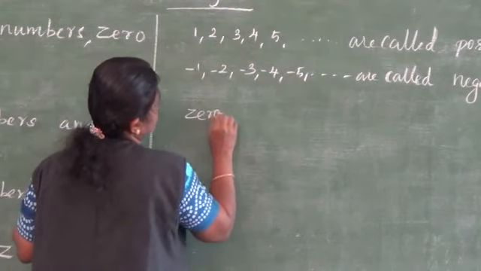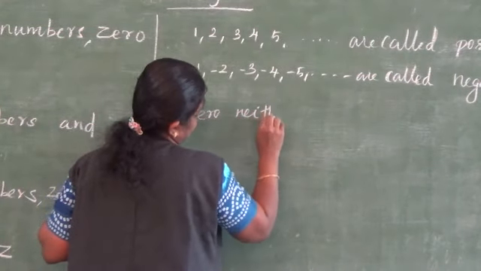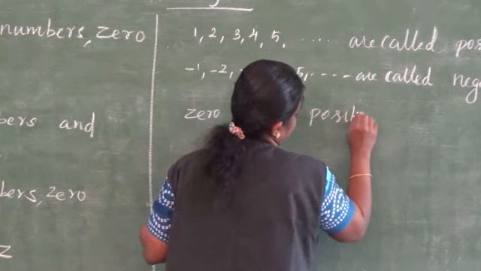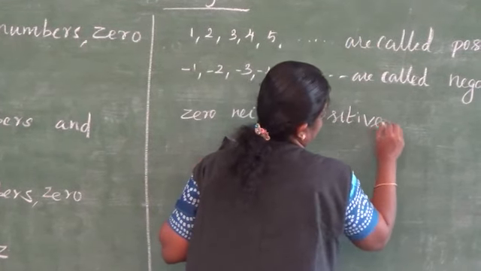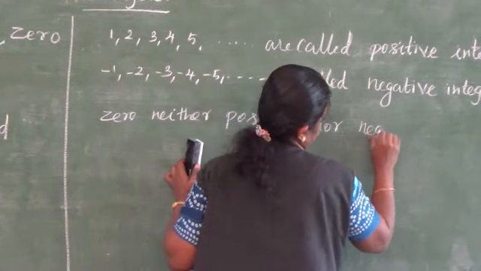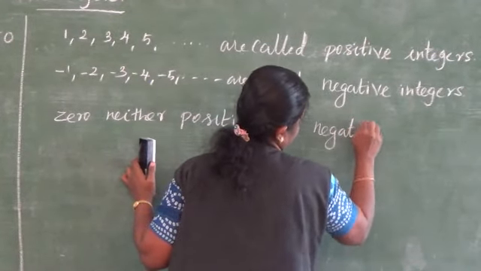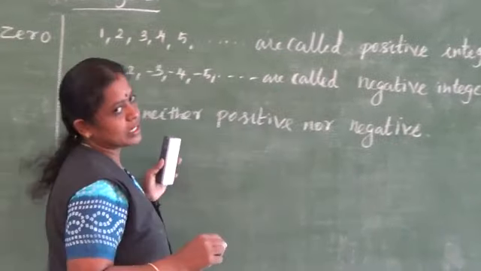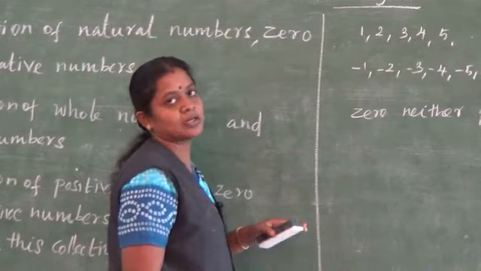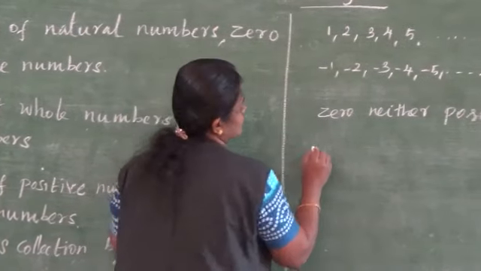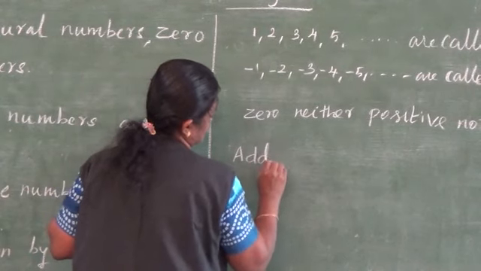Zero, neither positive nor negative. Already you learned how to compare and arrange the integer. Now we are going to learn how to add the integers. So addition of integers.